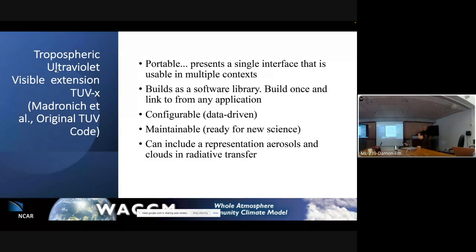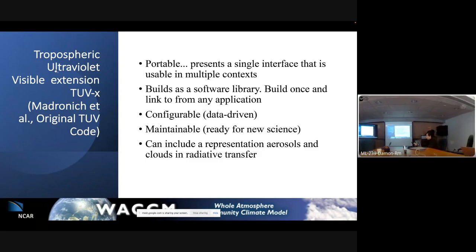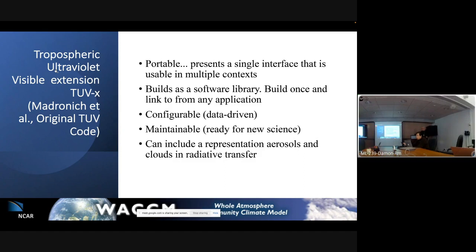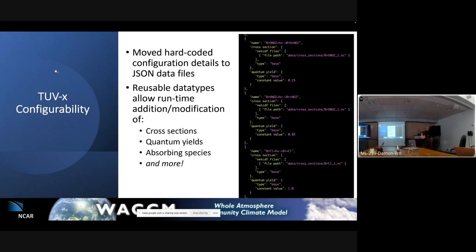It's configurable. There's a lot of data files that were buried in Fortran routines. They're now pulled out into JSON files. It should be very maintainable. It should be easy to add new cross sections and quantum yields by anybody, not just me or Dan or whoever's working on it. And the nice thing about this new approach, as we put it inline, is we'll be able to put the aerosols and clouds in the radiative transfer. So we'll have that function we never had in the lookup table.